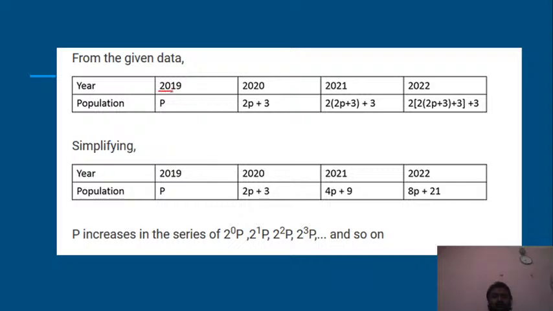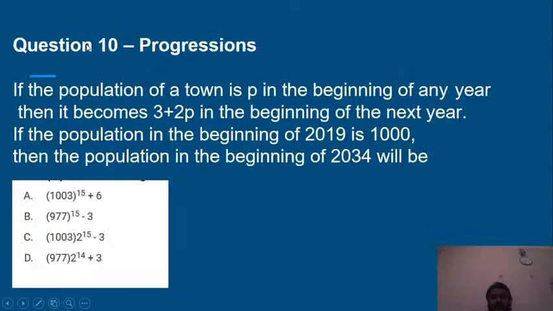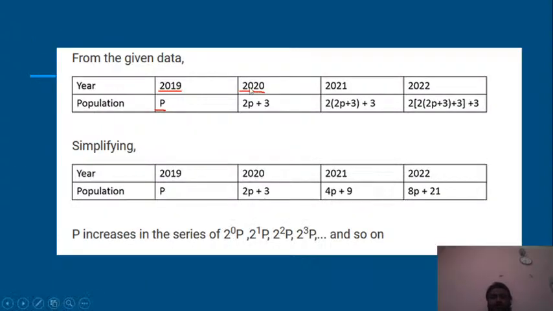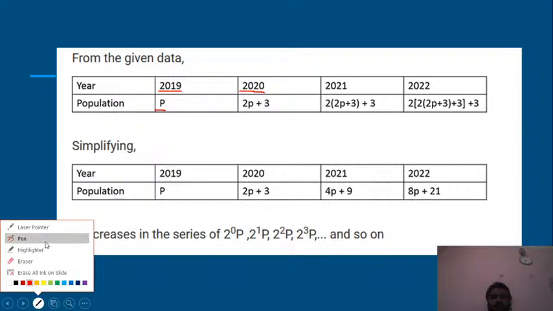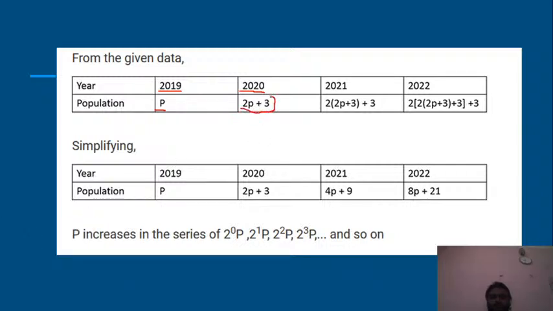So first I put it down, using the same idea: in 2019 the population was p. So in 2020 the population increases, and it becomes 3 plus 2p. Now in 2021 it would become 2 into this number, 2p plus 3, plus 3, because that is our formula.